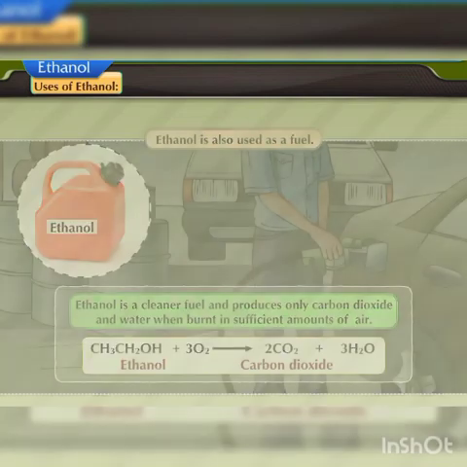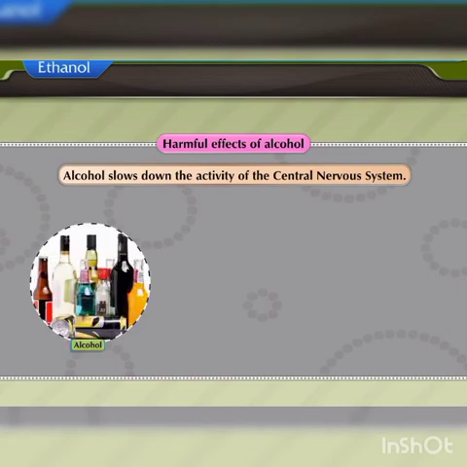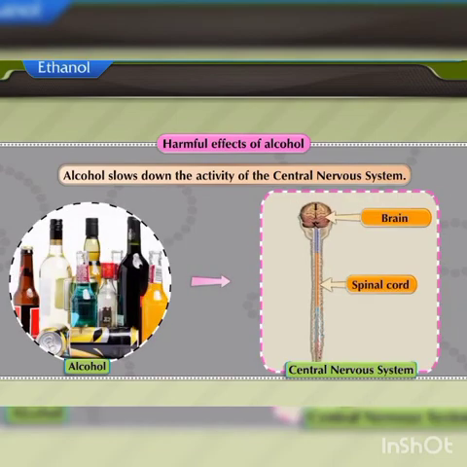Let us discuss the harmful effects of alcohol. If large quantities of alcohol are consumed, it slows down the activity of the central nervous system, due to which the judgment of the person is impaired and the reactions of the person become slow.